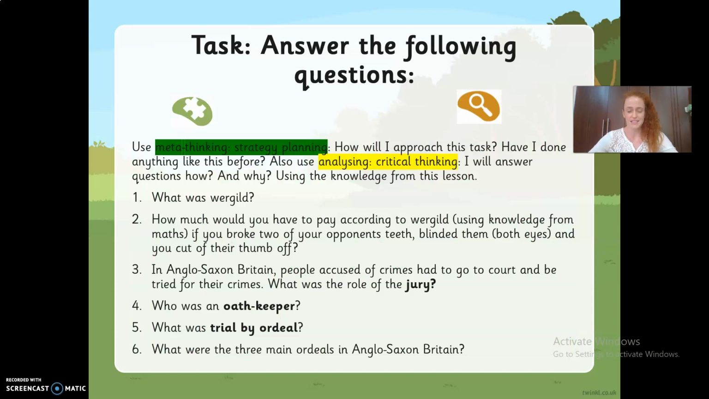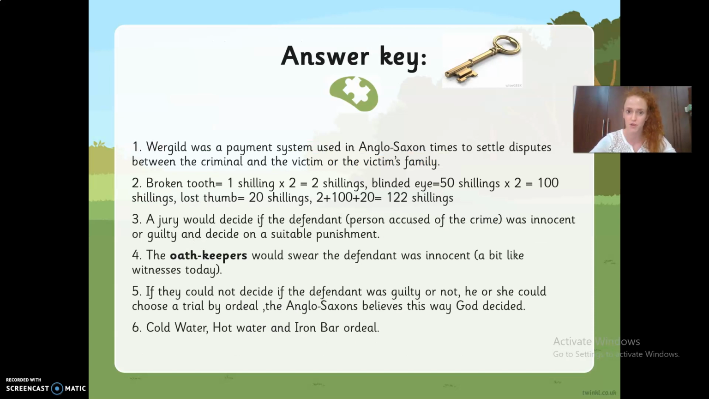All right, now guys, again, you have a couple of questions. Again, we'll be using the same ACPs. We're going to be using meta thinking, strategy planning. How am I going to do this? But by now you should pretty much know very well how to do this. And analyzing, critical thinking, answering these questions using the evidence from the text, okay?